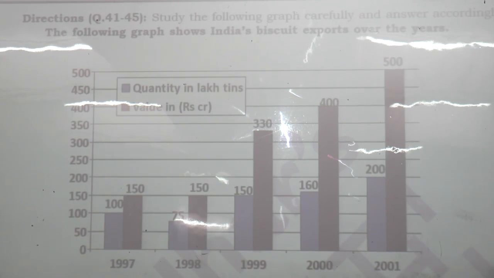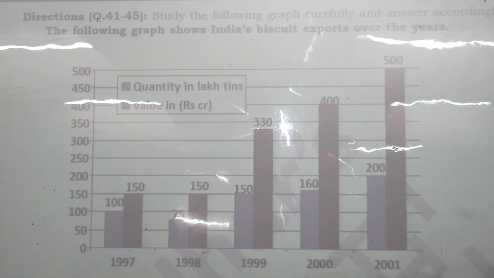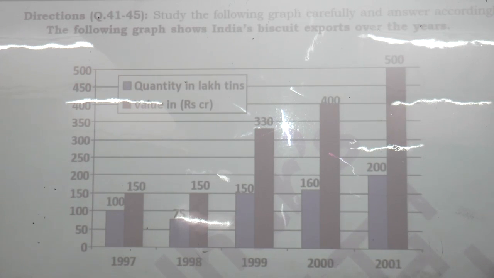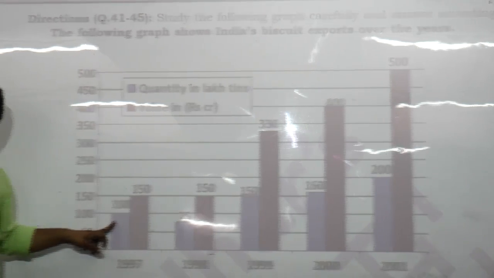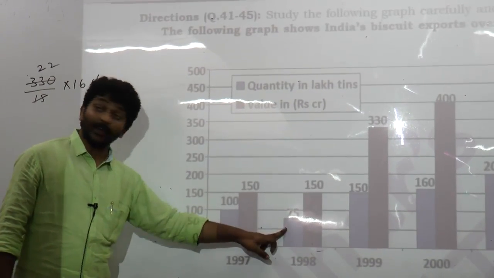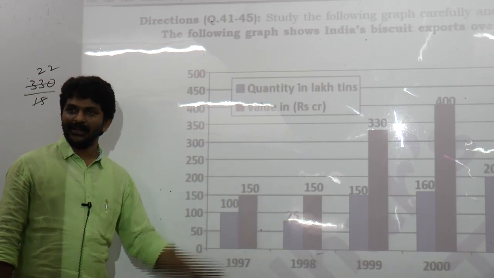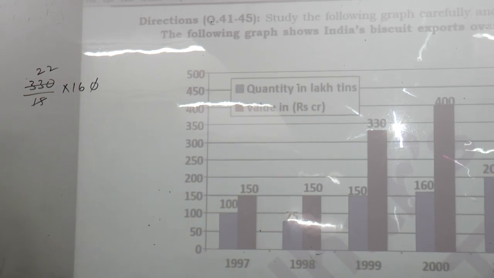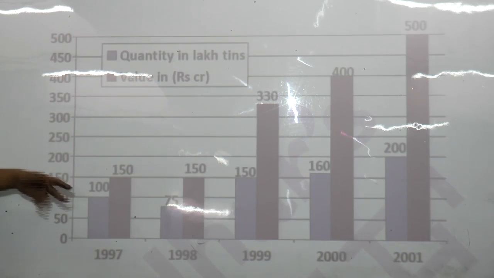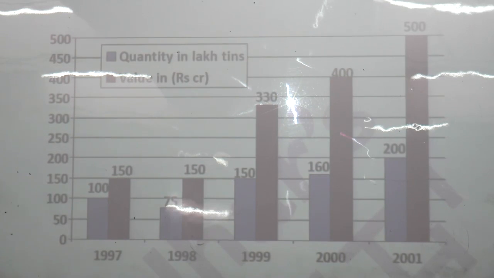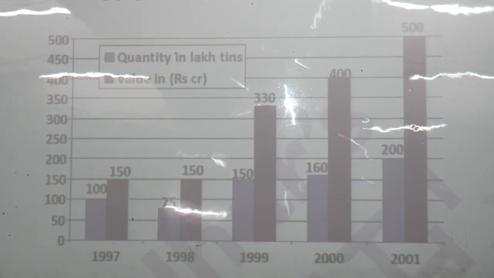What was the percentage drop in export quantity from 1997 to 1998? Quantity drop from 97 to 98. In 97 we have 100 and in 98 75. Drop 75 from 100. It is 25%, straightforward. As long as the initial value is 100, you need not convert the number to percentage. The number will be equal to percentage. If you have other than 100, then you have to do it. Next. 25%.